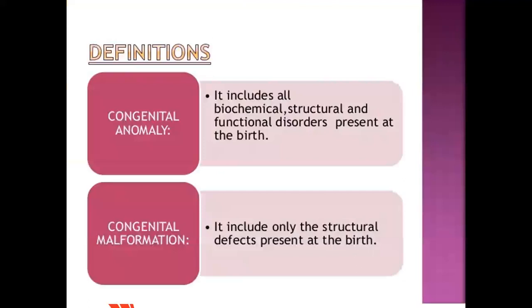To be stricter with our definitions, congenital anomaly refers to abnormal chemical, structural, and functional disorders that are present at birth, while congenital malformation strictly refers to structural defects that are present at birth. So when we talk about congenital abnormality, we're talking about everything, both structural and functional biochemical disorders that are present at birth.